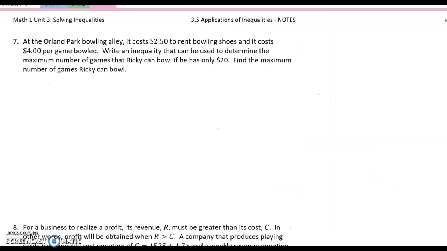All right, so Orland Bowling Alley is charging $2.50 to rent bowling shoes and $4 per game. We want to write an inequality they can use to determine the maximum number of games that Ricky can bowl if he only has $20. All right, so we're going to let x represent the number of games. Okay, we're looking for how many games Ricky can play with his $20.